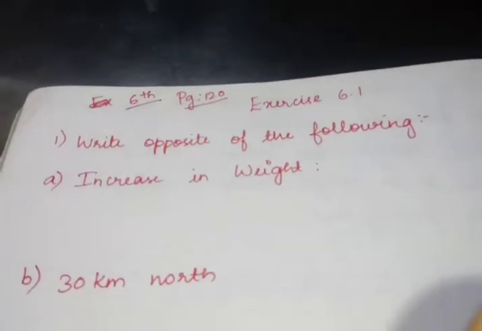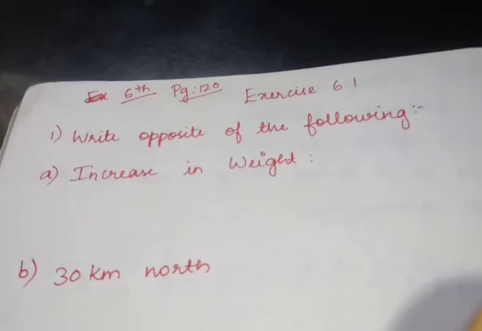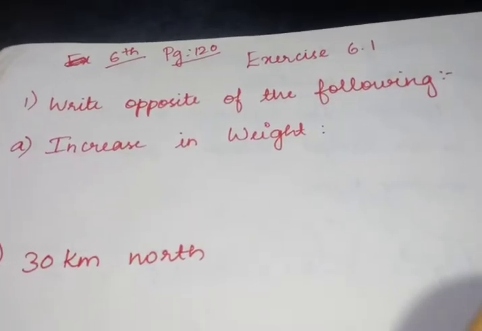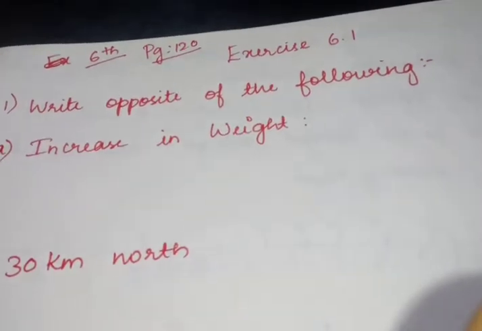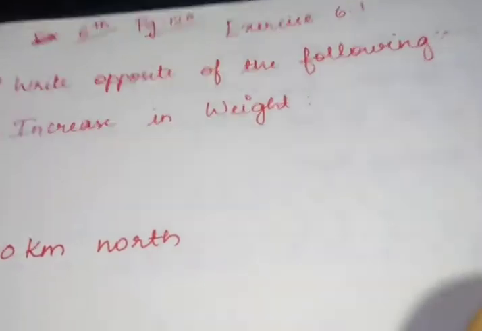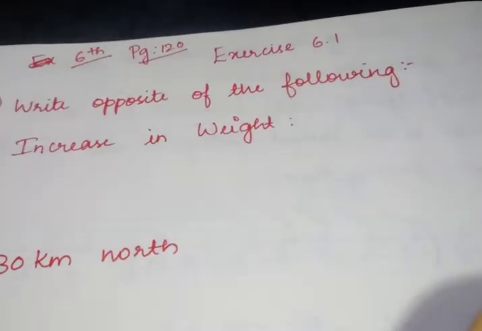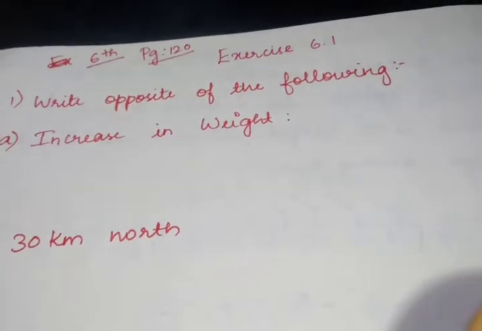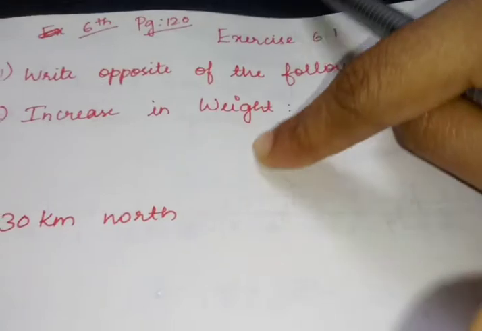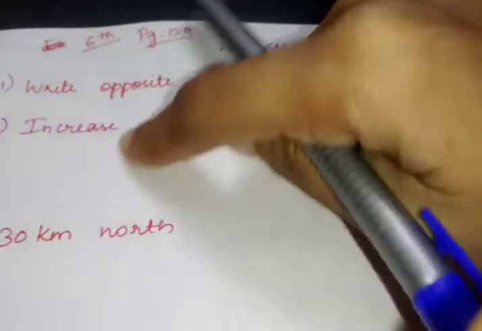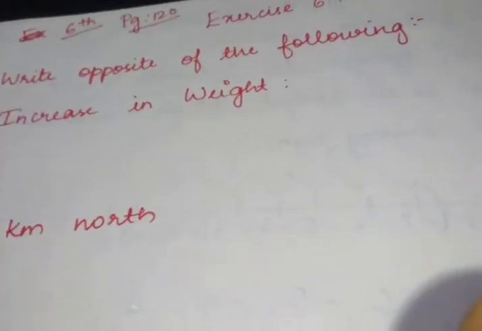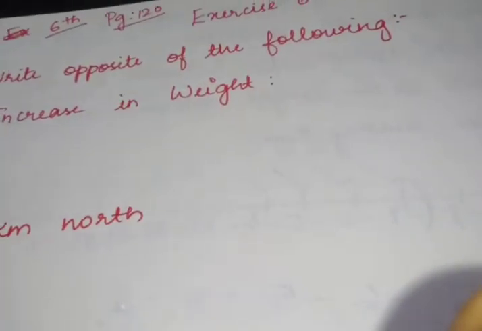Before going to this exercise, you should recall the concept of integers. Integers are a bigger collection of whole numbers and negative numbers, so they have a positive side as well as a negative side. How do we represent integers on a number line? We draw one number line. On the right side you write the positive values, on the left side you write the negative values, and in the center 0 is written. That is the representation of integers.